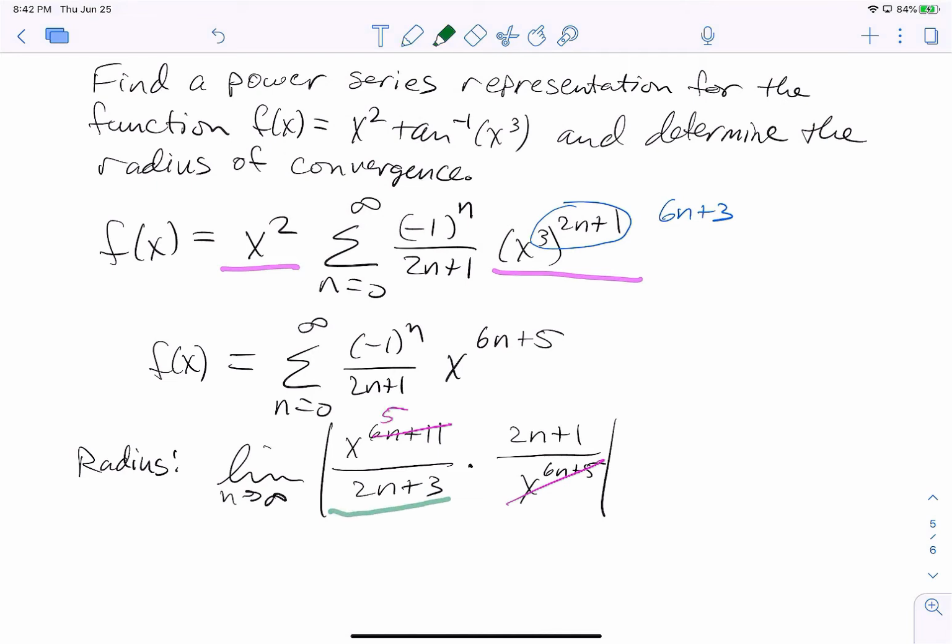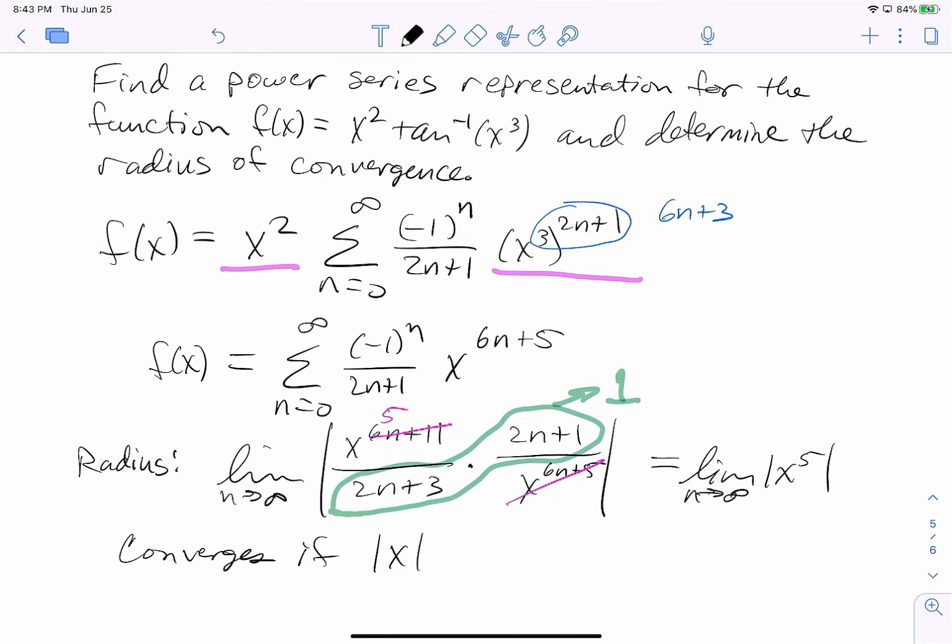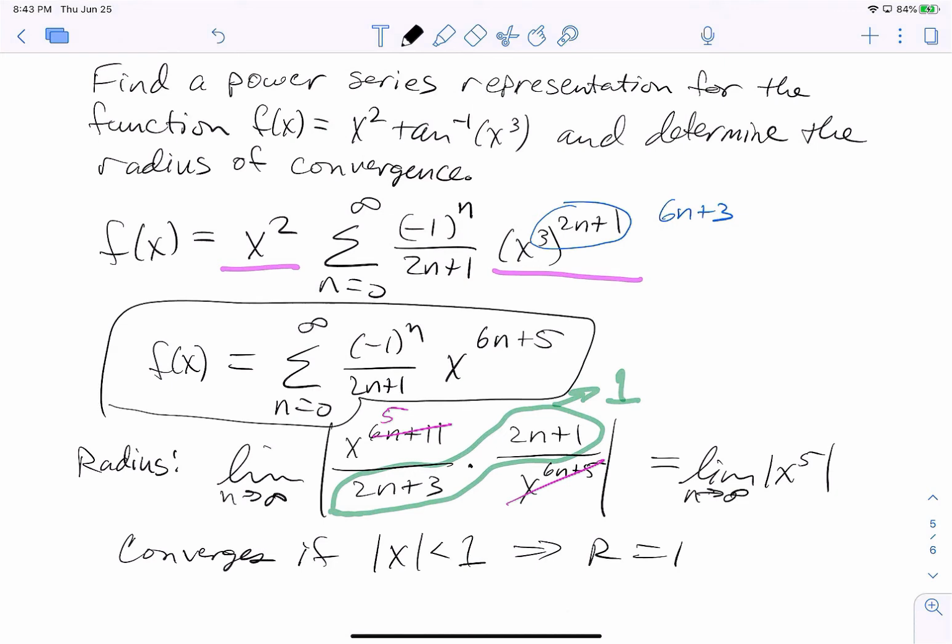And we're probably getting pretty savvy at this point that 2n plus 1 over 2n plus 3 is going to have a limit as n approaches infinity of 1. So this effectively becomes the limit as n approaches infinity of the absolute value of x to the 5th. This converges if the absolute value of x is less than 1, which means that the radius is equal to 1. Now let me box up the answers, and there we are.